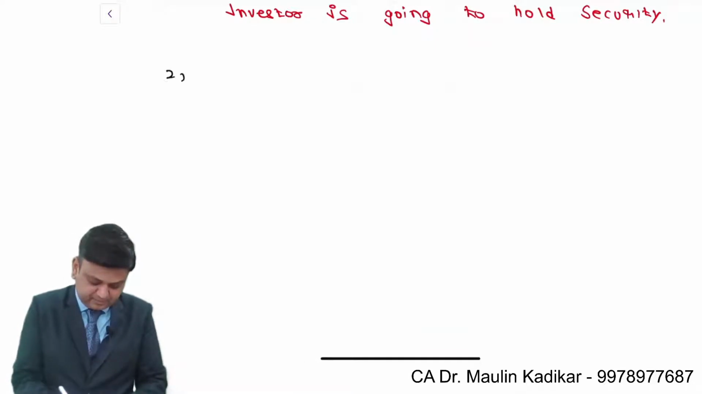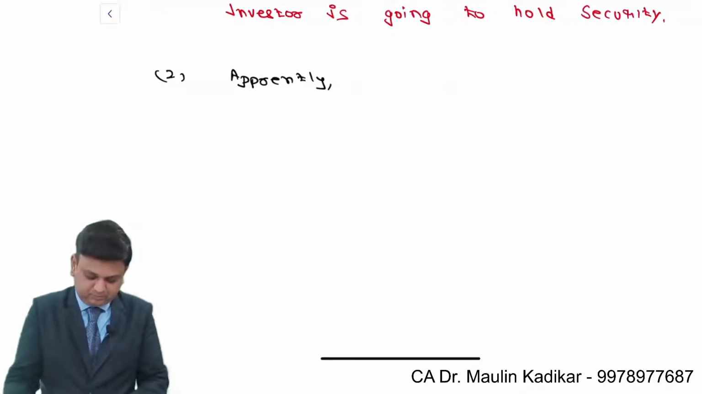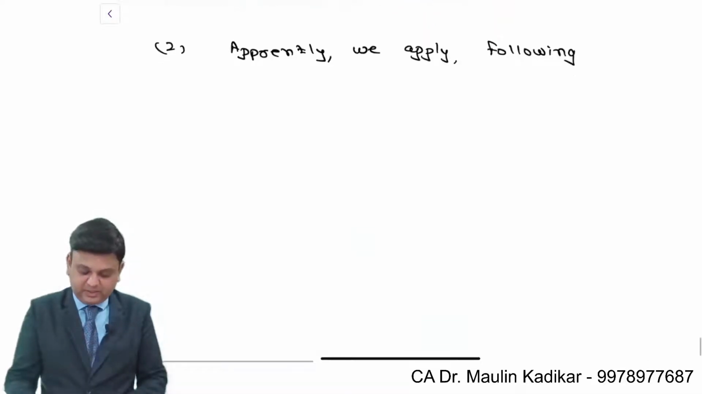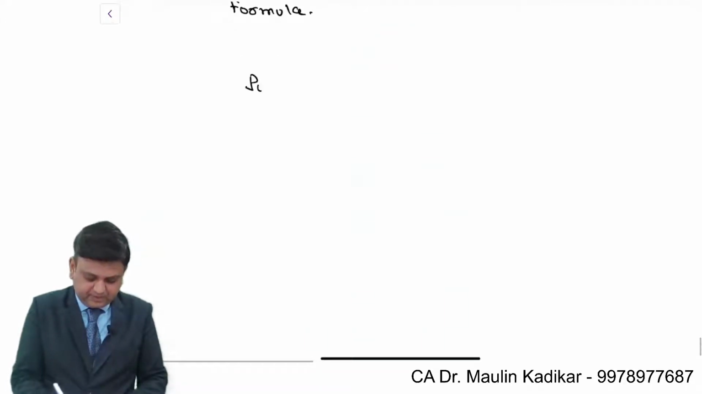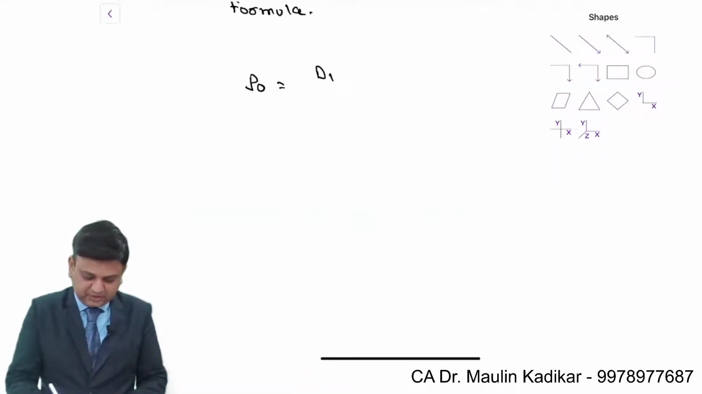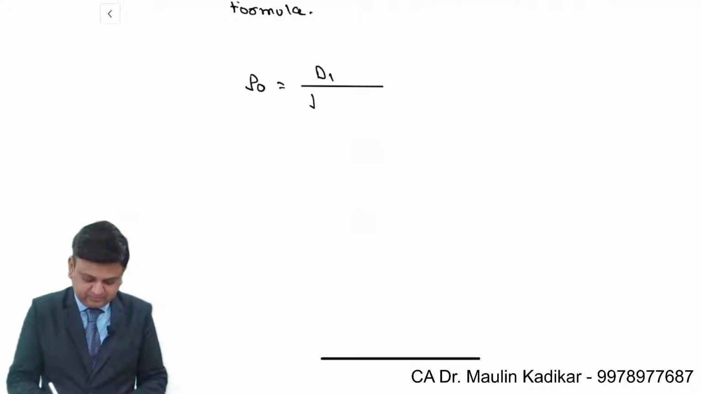Second point, apparently we apply the following formula. P0 is equal to D1 divided by K minus E.